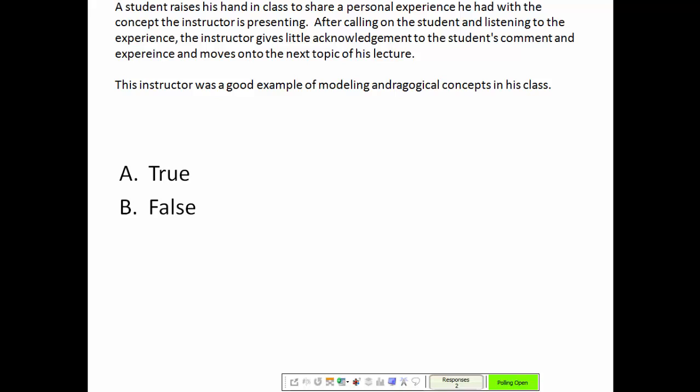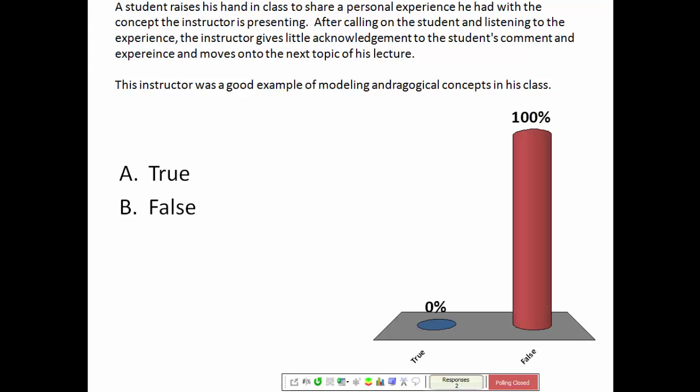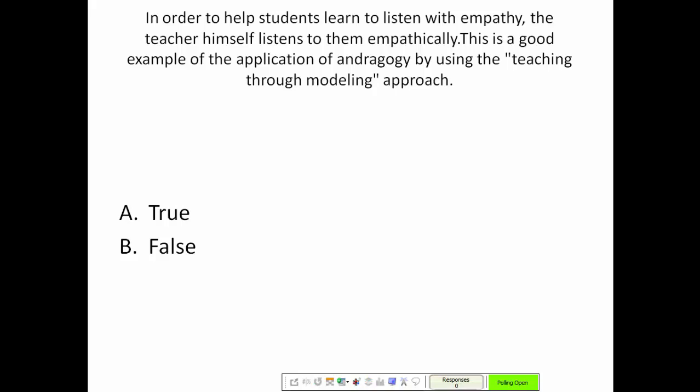So both students have answered. We'll see how they did. In this case, both students answered B, which is false, which is correct. In an andragogical model, instructors should give students the opportunity to share their experience and should acknowledge that their experience counts in class. Next question.